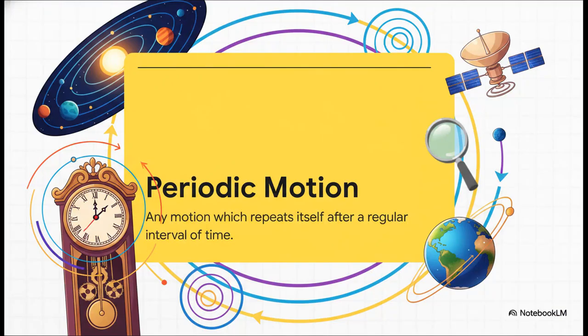Okay, first up, periodic motion. This is like the giant umbrella category for any movement that just repeats itself over and over again after the same amount of time. Think about the Earth going around the sun. It takes a year every single time. Or the second hand on your watch goes around in 60 seconds, like clockwork. The key here is just that it repeats on a regular schedule. The actual path it takes doesn't really matter for this definition.